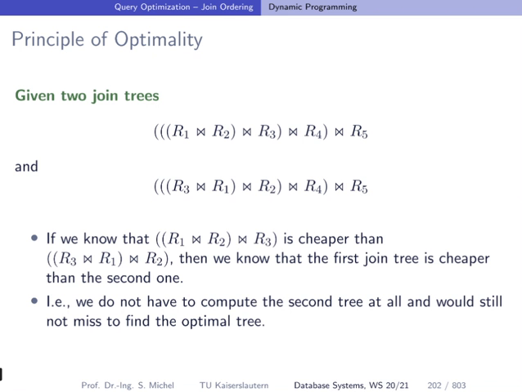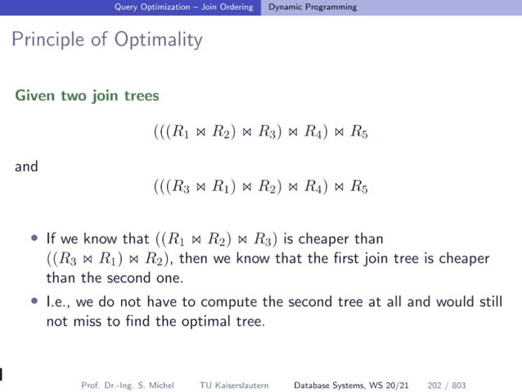So let's assume we have two join trees. These are all solutions to joining R1, R2, R3, and R4. So we have a problem of 5 relations. I want to find the cheapest tree. Let's assume we look at two trees now. This one and that one.